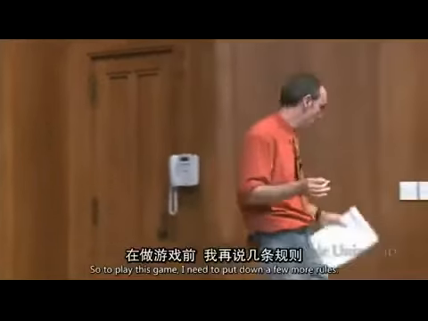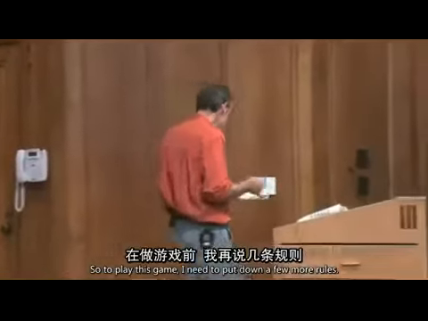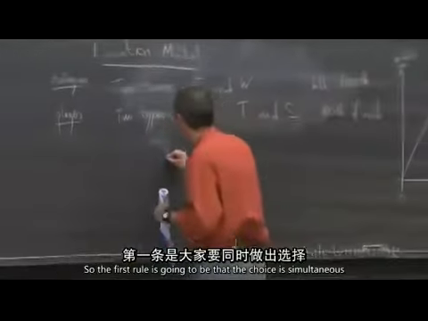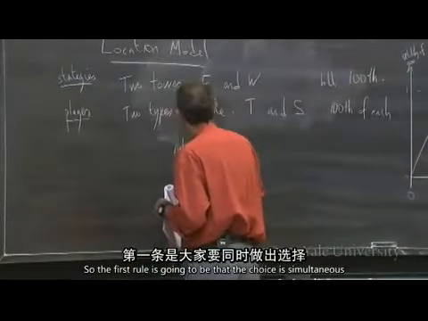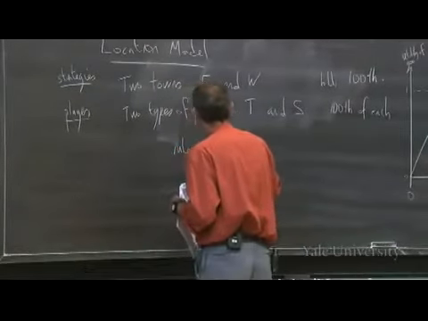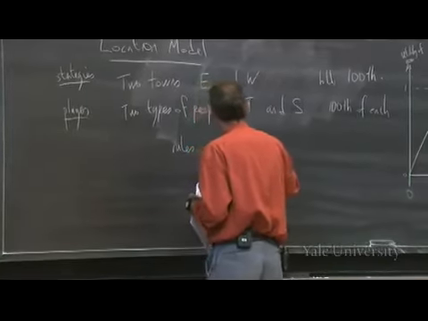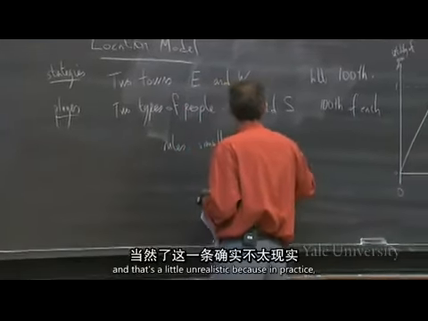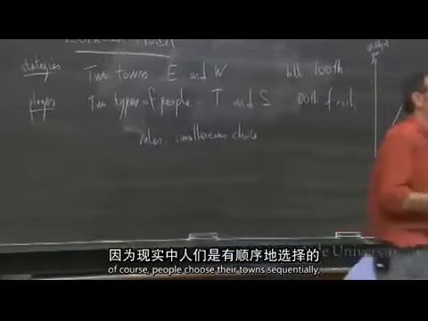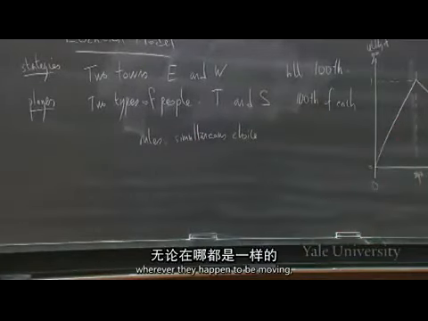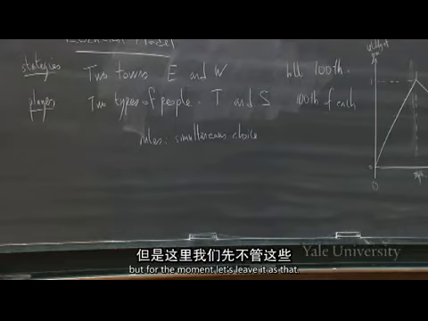All right? So to play this game, I need to put down a few more rules. The first rule is that the choice is simultaneous. That's a little unrealistic, because in practice, of course, people choose their towns sequentially whenever they happen to be moving. But for the moment, let's leave it as that.